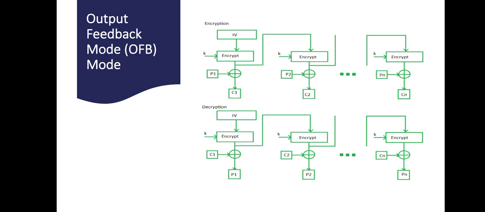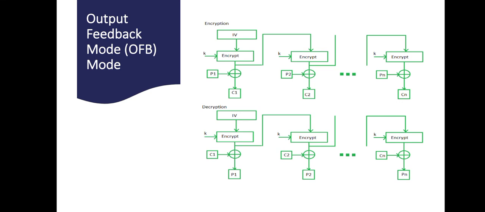See, here the initialization vector, then we perform encryption with the key. Whatever output comes, we perform XOR with the plain text, then we get the ciphertext. Here we are taking the output of encryption as an input for the second level. We are not taking the ciphertext as an input for the second level as we do in cipher feedback mode. That's why we take the output of encryption as an input for the second level. That's why it is called output feedback mode. Here the output of encryption is performing the feedback for the second level.